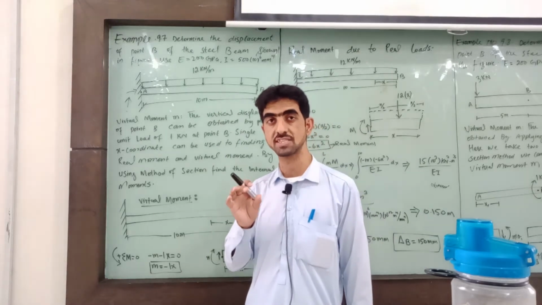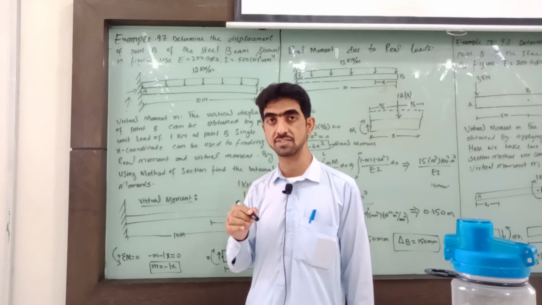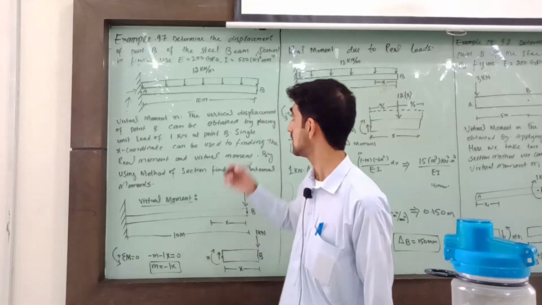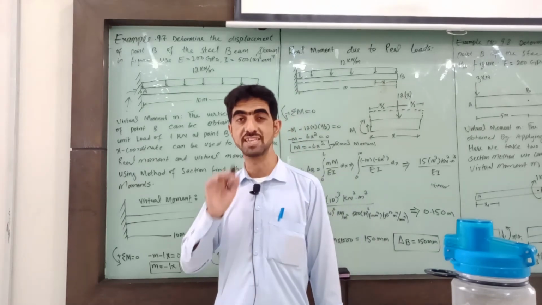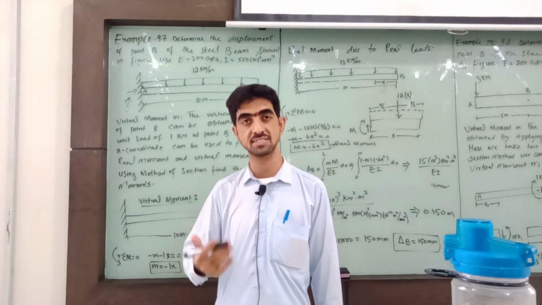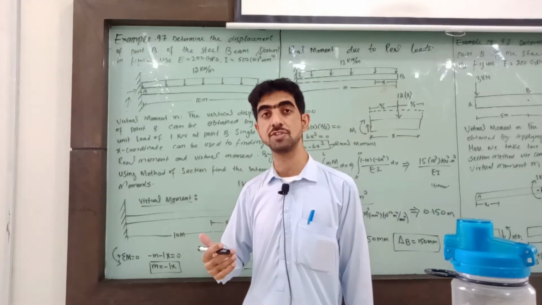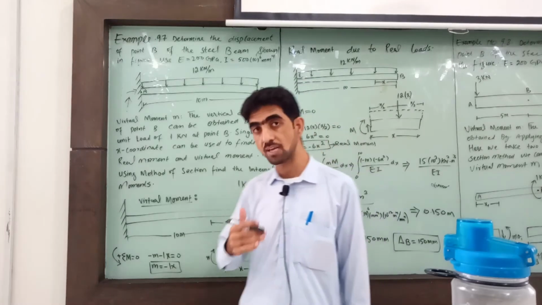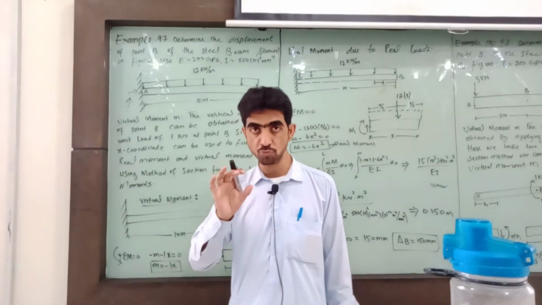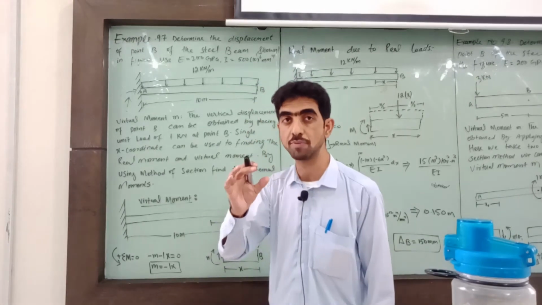Okay, we take a section. In this section, the total distance is x. We consider a 1 kilonewton load applied on this section. We use the x coordinate and find the real moment, as well as the virtual moment.